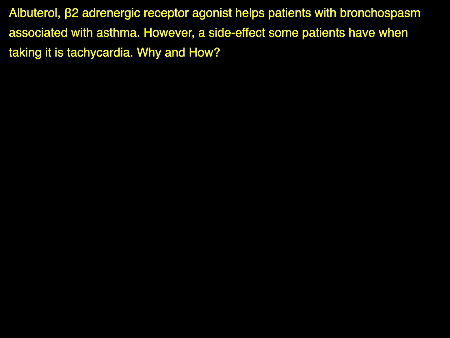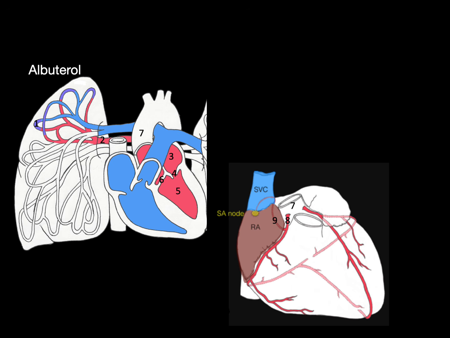Why and how? So here's albuterol that shows the number 1. It's inside the pulmonary capillary, and then the pulmonary vein transports albuterol to the left side of the heart, left atrium down to the left ventricle, and then the albuterol is going to go through that aortic valve and enter the ascending aorta. That albuterol, some of it is going to go down the right coronary artery, the sinoatrial artery, and then hit the SA node.